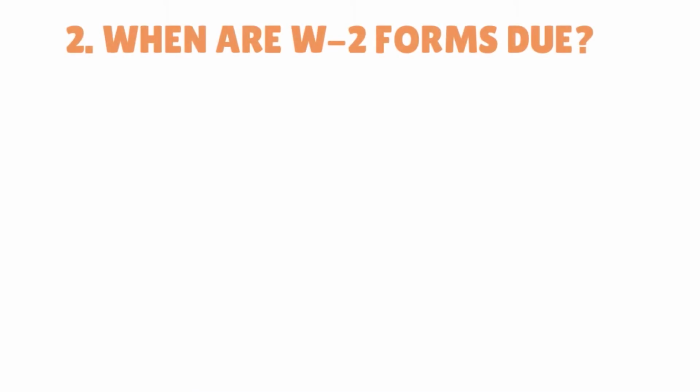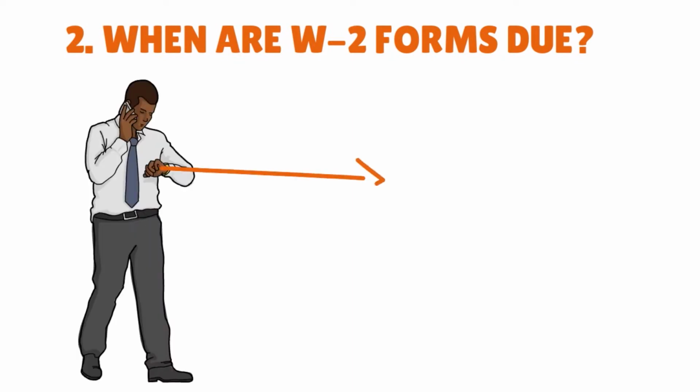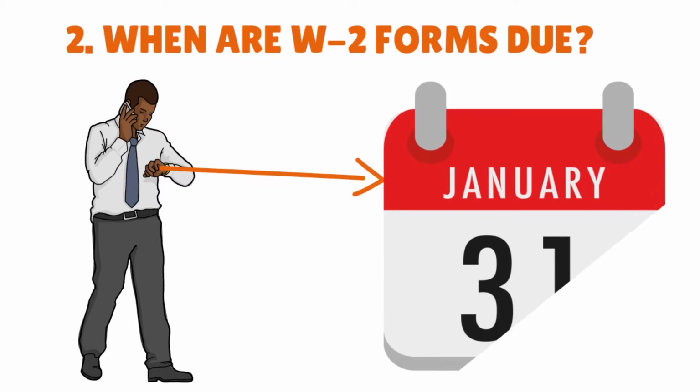And when are W-2 forms due? W-2s are due to employees by January 31st for the previous calendar year. If January 31st is a weekend or holiday, the reports are due the next working day. And if you want more end-of-year payroll tax reporting due dates for the current year, we have a show on that, and you can check that show.